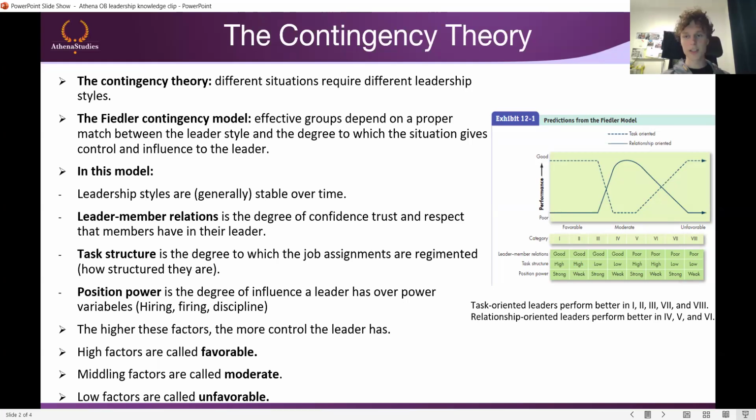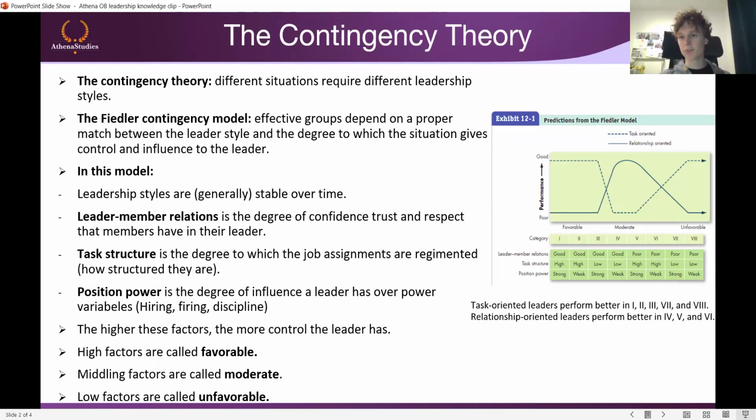Now, the higher these factors are, all three of them, the more control the leader has. In this situation, we call high factors, so a lot of control, a favorable situation. Some low factors, some high factors, some factors in the middle, we call a moderate situation. And lastly, if all the factors are very low, we call it an unfavorable situation. I think it's best to show that with a little example, which we can see in the picture right here on the right.